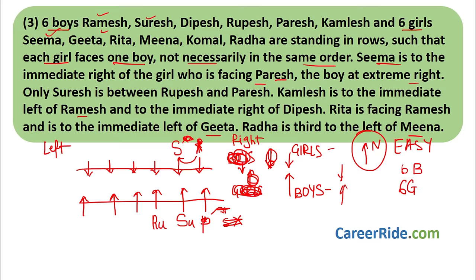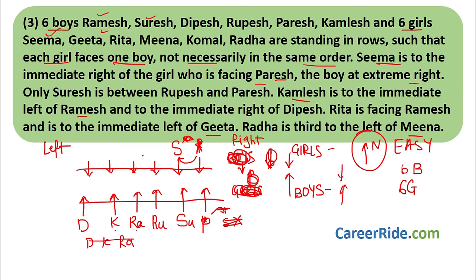Kamlesh is to the immediate left of Ramesh. Now we do not know where Ramesh is. Ramesh can be here or here also, right? And Kamlesh is to the immediate left of Ramesh and to immediate right of Dipesh. So there is Dipesh, there is Kamlesh, and there is Ramesh. Only three places left. Put these three over here. This is Dipesh, this is Kamlesh, and this is Ramesh. Okay, so you got the arrangement for boys.